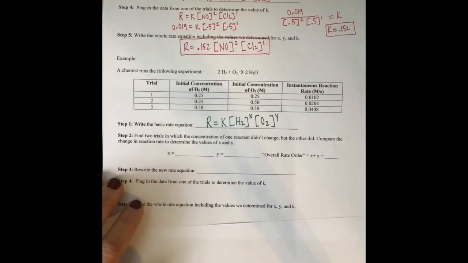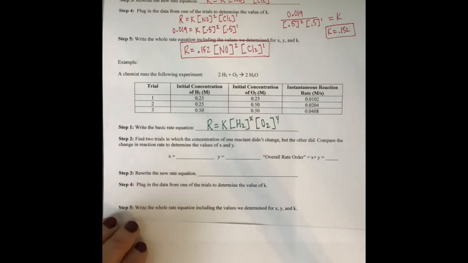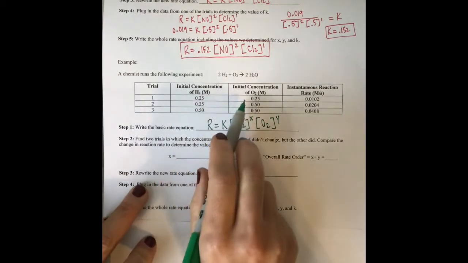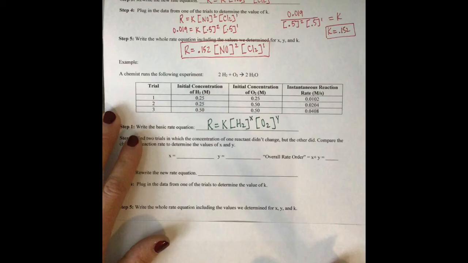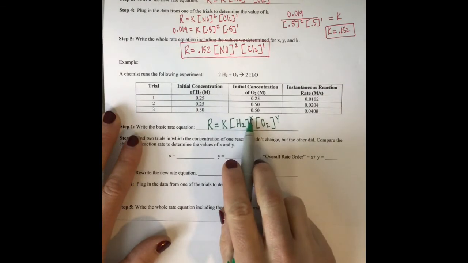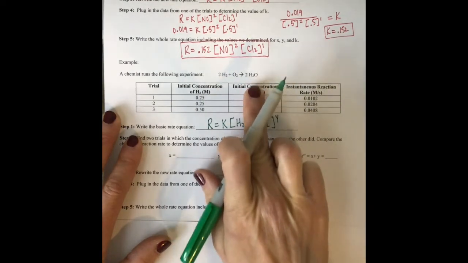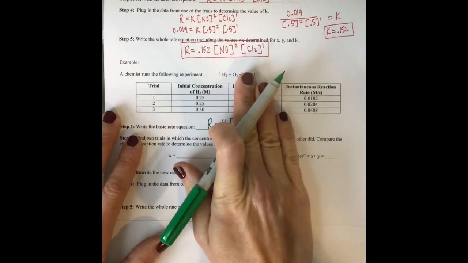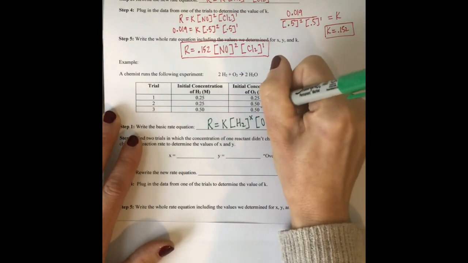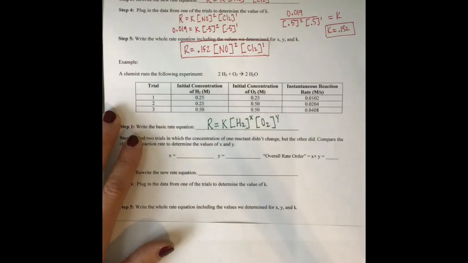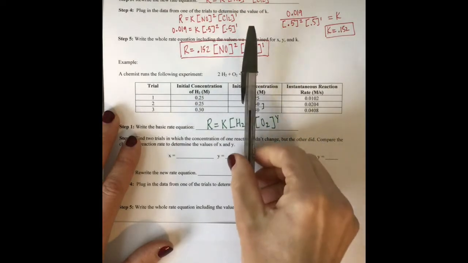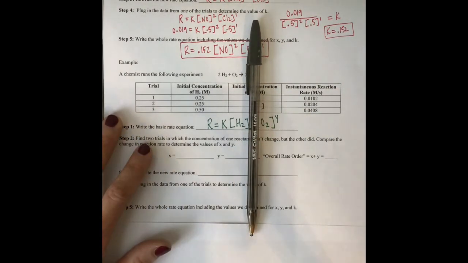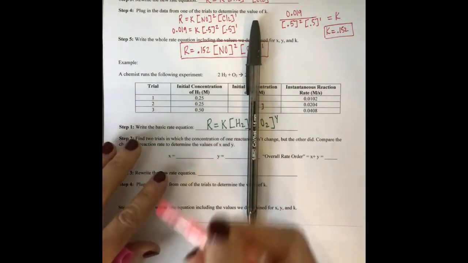Okay? The second step is where you need to examine the data given to you to figure out X and Y. If you're figuring out X, you need to find 2 trials in which your second reactant doesn't change so that we can hold it constant. And I see here that in trials 2 and 3, the concentration of oxygen is not changing. Okay, so let's look at trials 2 and 3. And we could even highlight those in pink.